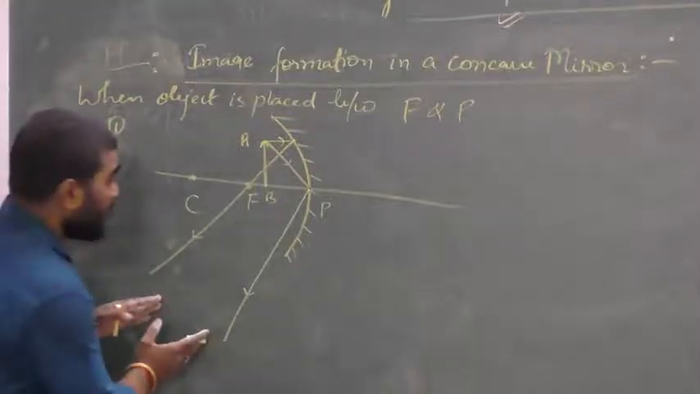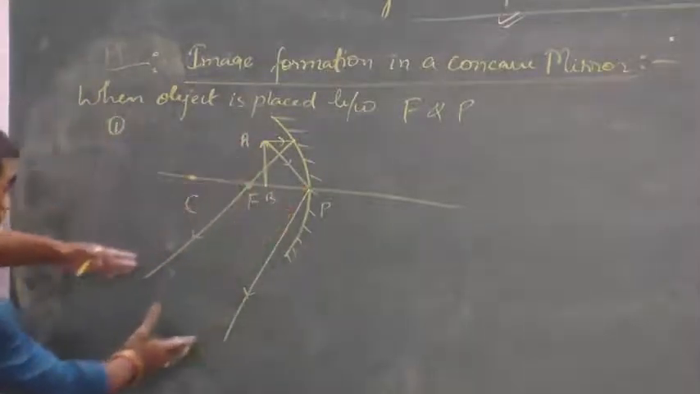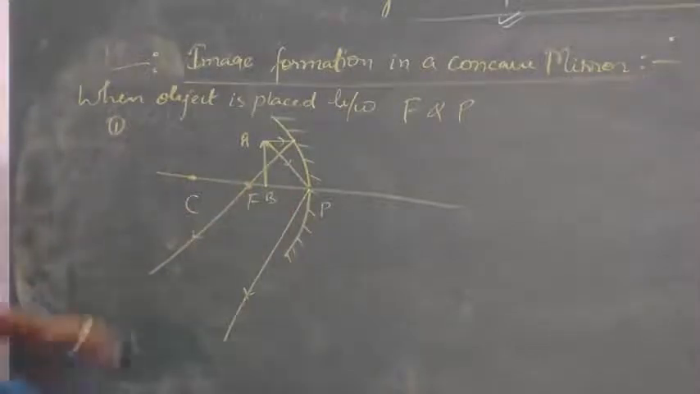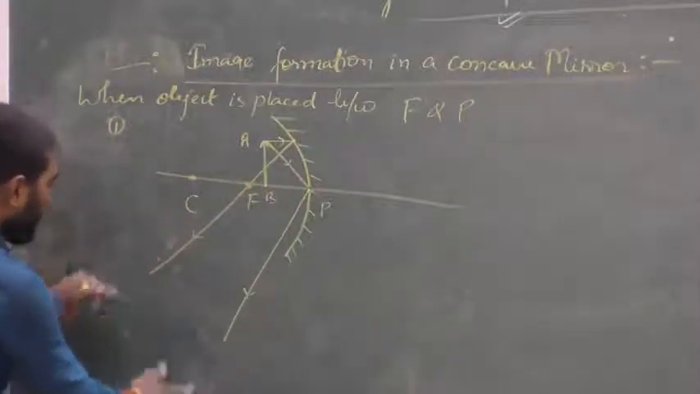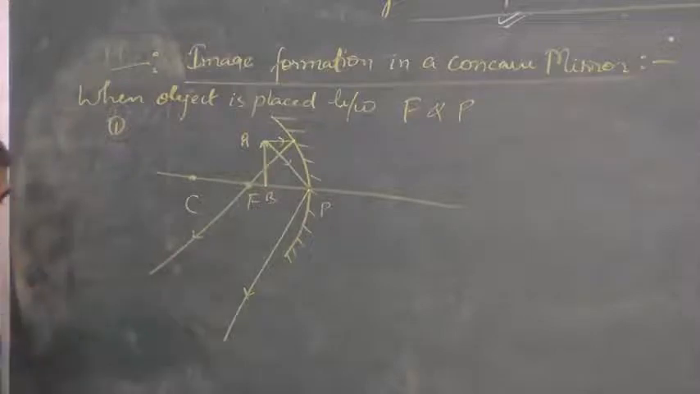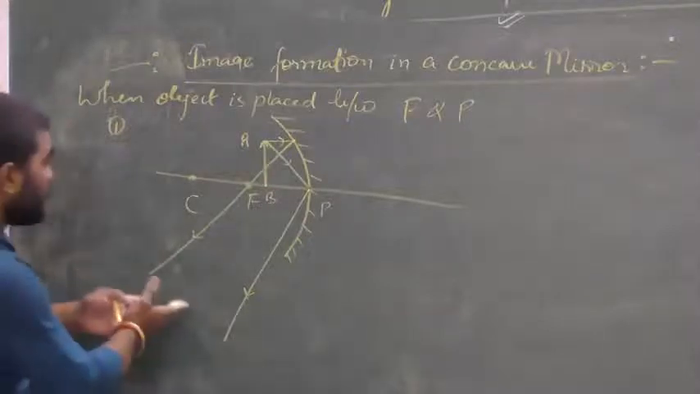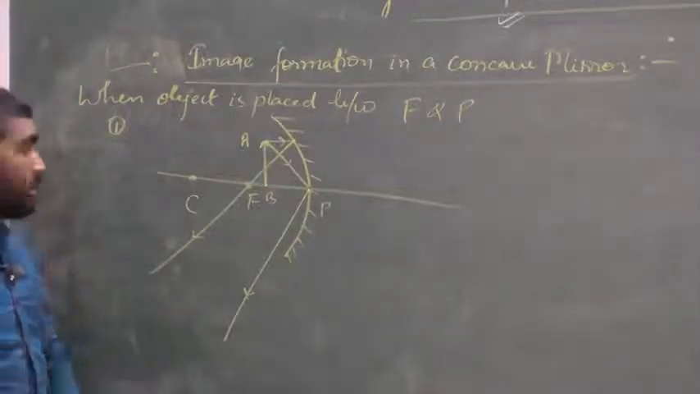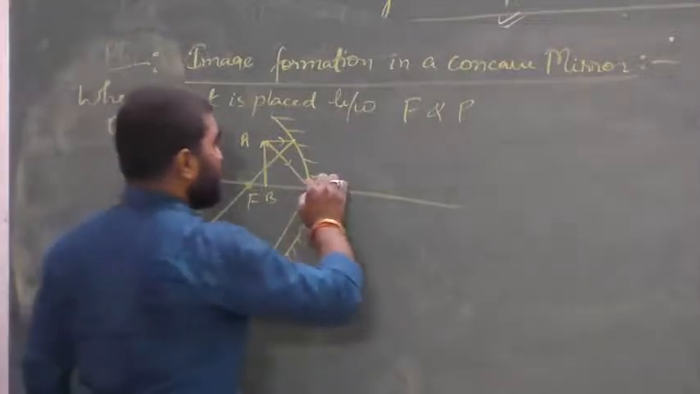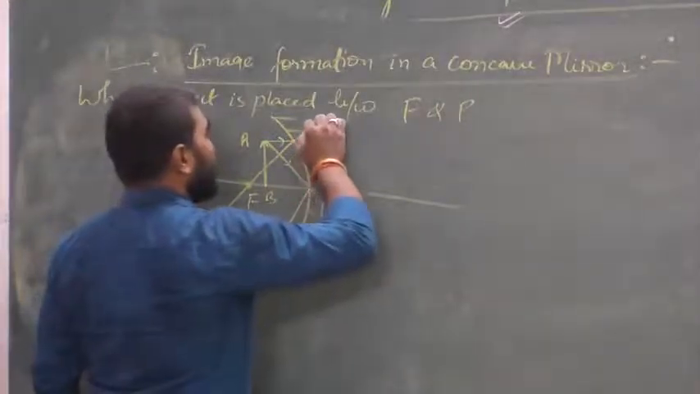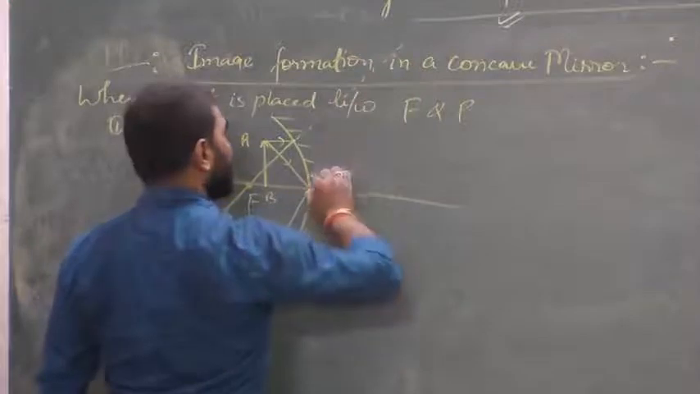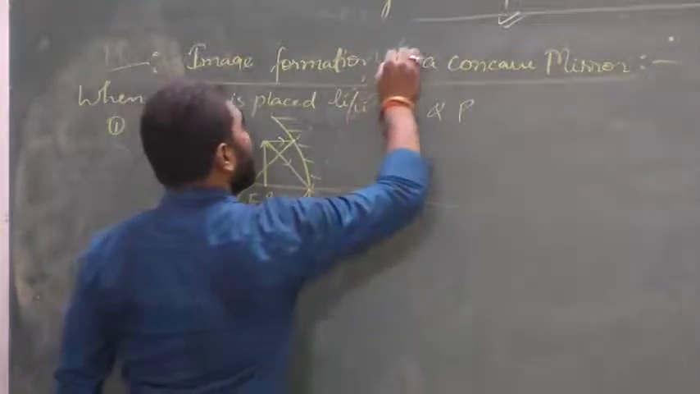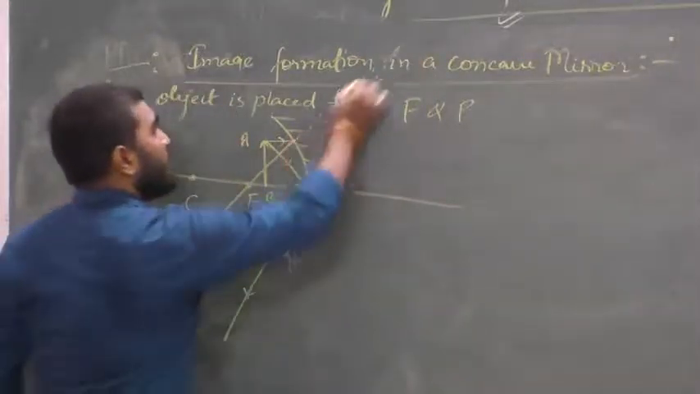Here we can see these two reflected rays can never intersect each other. When they are going in this way, the gap between them will increase. So how can an image form here? Now virtually we will extend these reflected rays in the backward direction, in this way, and here we can see they are cutting each other.